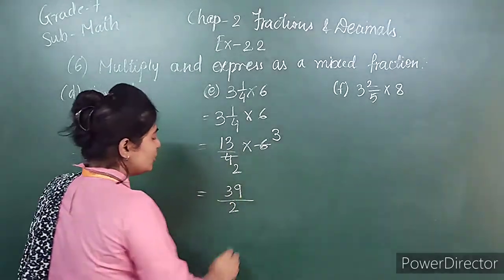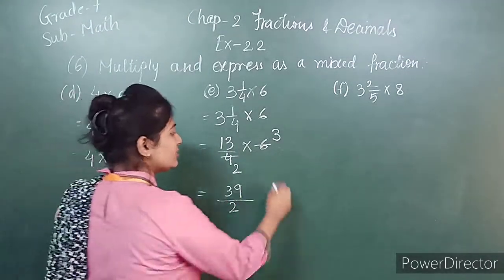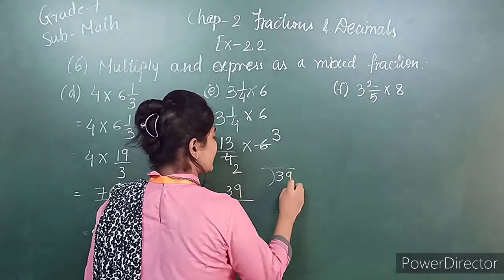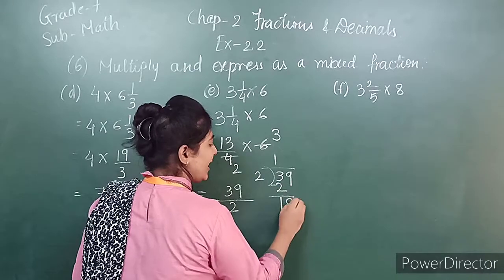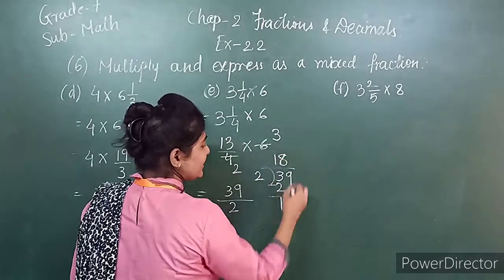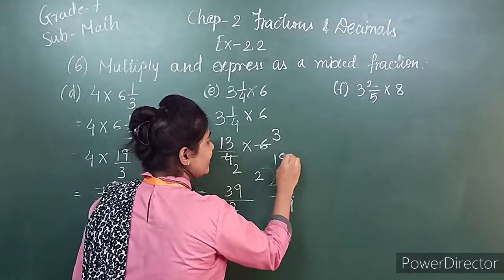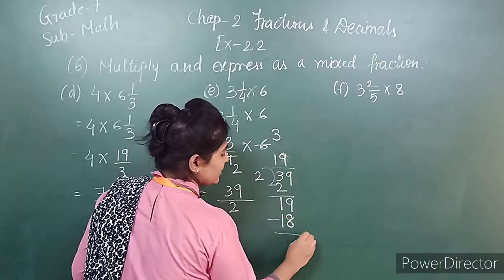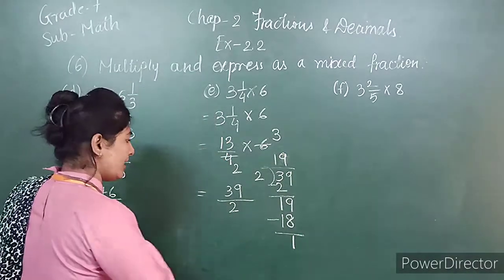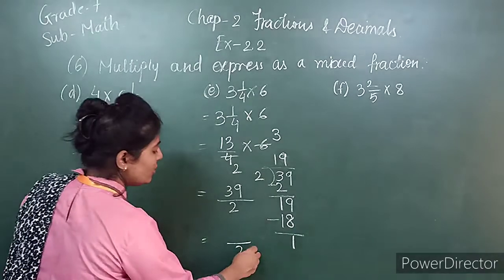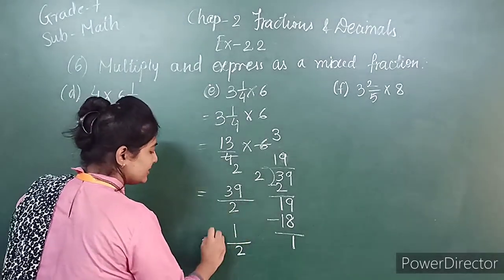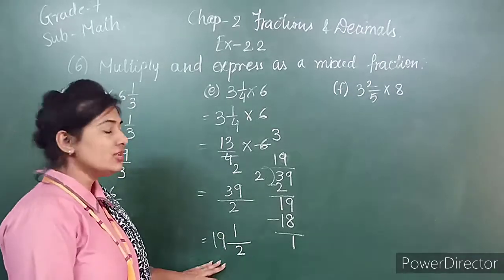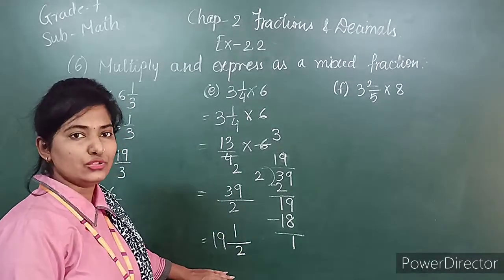39 upon 2. So here the numerator is greater than the denominator, so we have to convert this into a mixed fraction form. So 2 1s are 2, here 1 and 9. 2 9s are 18. So here 1 is the remainder. So here we have to write 2 in the denominator, and this 1 remainder we have to put it upward, and this 19 we have to write it on the side. So our answer is 19 1 by 2.